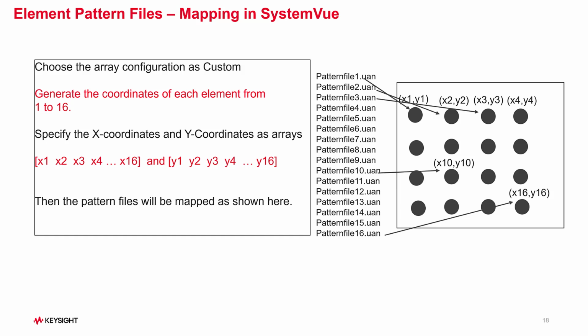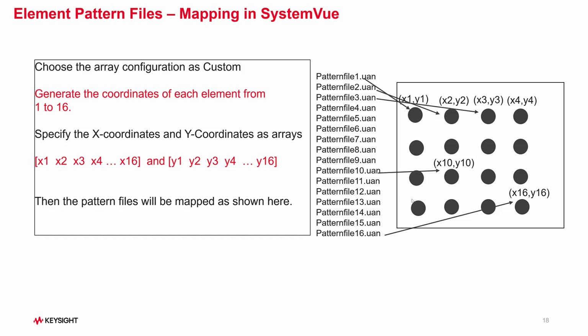Or this will refer to the first pattern file if all the files are in one single file like .ffio. The first pattern file will correspond to the first coordinate, the second file to the second coordinate, etc. So now you see we have no ambiguity between the pattern files collected from the electromagnetic tool and how they are mapped in SystemVue. This is very fundamental, and this can get even more complex as we see later on.